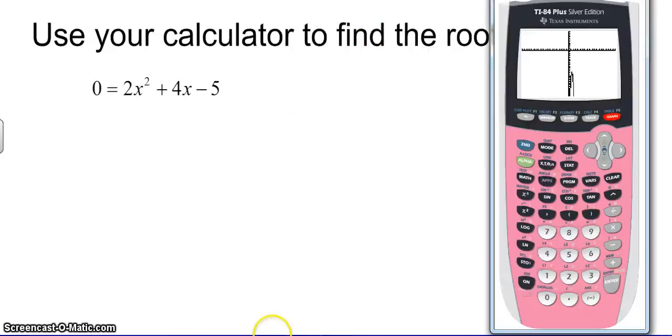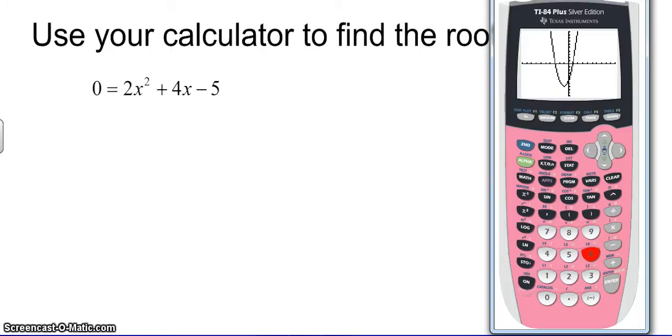Alright, use your calculator to find the roots. Let's go y equals, clear it out, 2x to the second plus 4x minus 5. Go ahead and graph it. Aha! My parabola is going to cross twice. I'm going to go ahead and press zoom 6. See if that gets a better picture for me. That looks like a great picture, in my opinion.